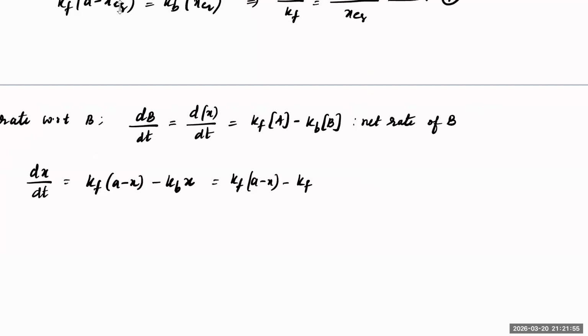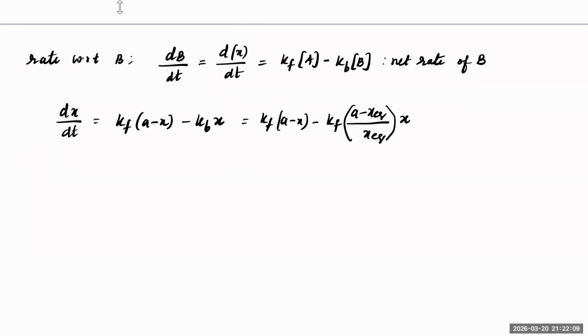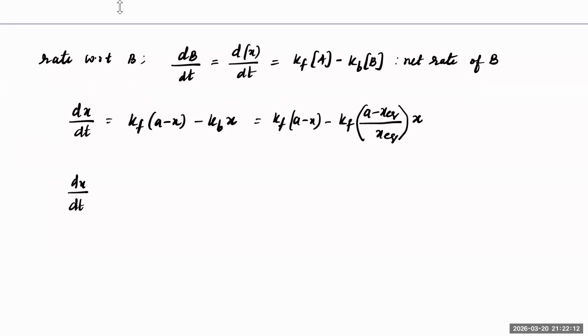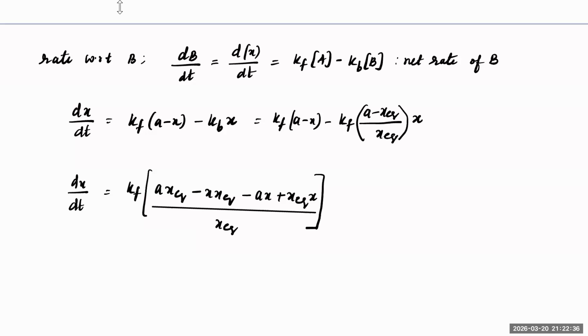So that is kf into (A minus x equilibrium) by x equilibrium, that multiplied by x, where x is the concentration, correct? So now we have dx by dt is equal to kf into, if I take kf common here, what do I get? I'll get A into x equilibrium minus x into x equilibrium minus (ax plus x equilibrium into x), this whole divided by x equilibrium. This is what I have.